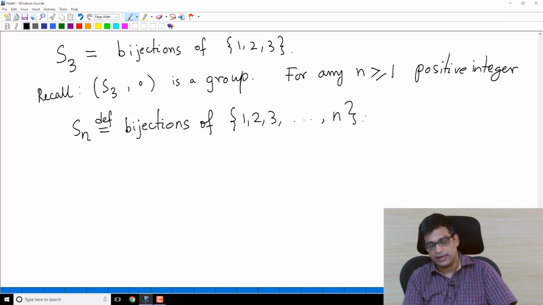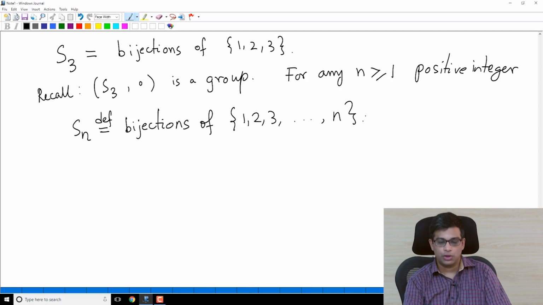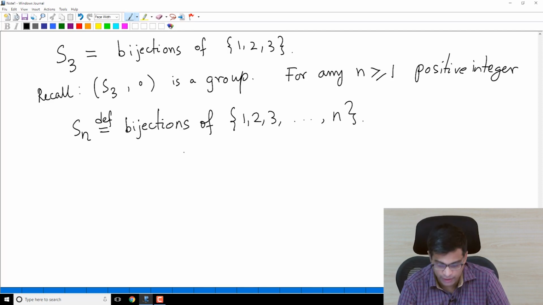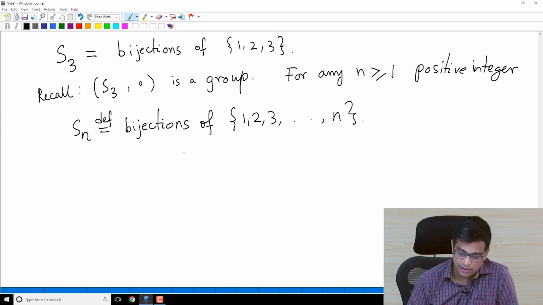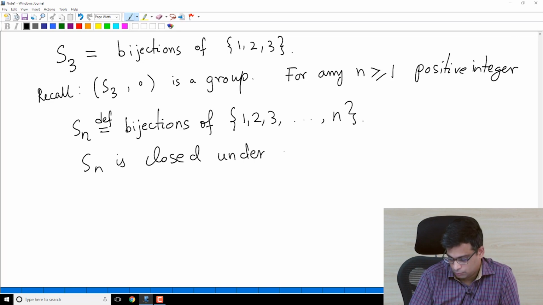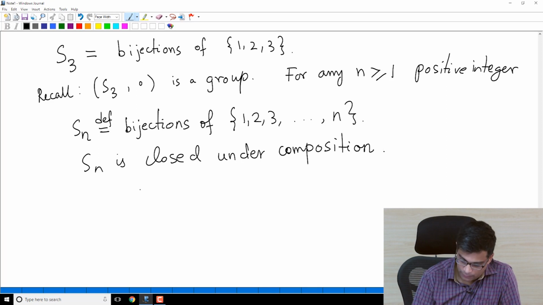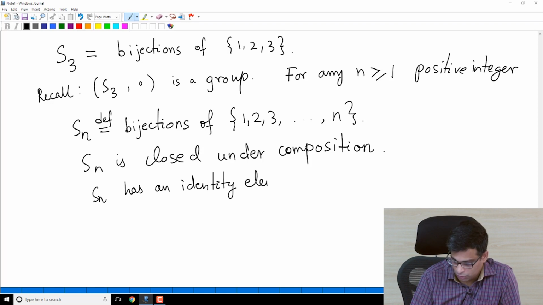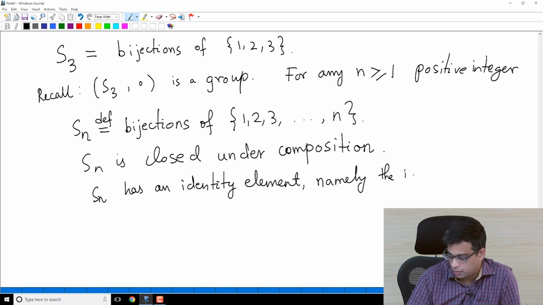And recall the exercise I gave in the first video. If you compose two bijections, you get another bijection. So, that exercise tells us that Sn is closed under composition, just like S3 was closed under composition. So, Sn is closed under composition. It has an identity element, namely the identity function.